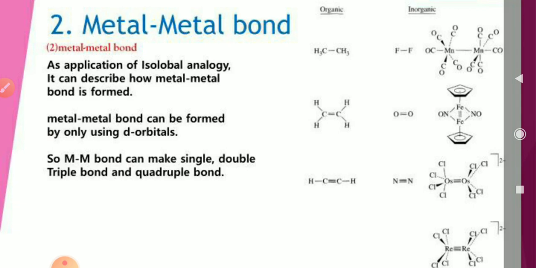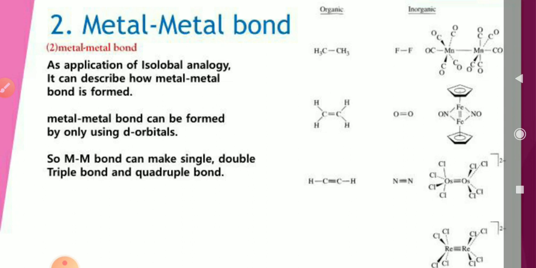The metal bond. How is the metal bond formed? The organic compound and inorganic compound bind and give the complex. As an application of the isolobal analogy, it can be described how a metal bond is formed. The metal bond can be formed by only using the d orbitals. So it can make a single, double, or triple bond.